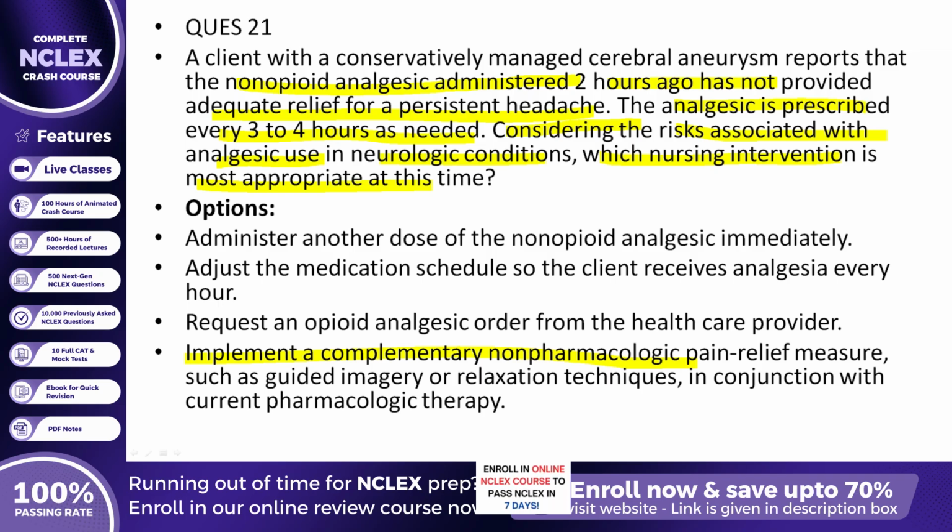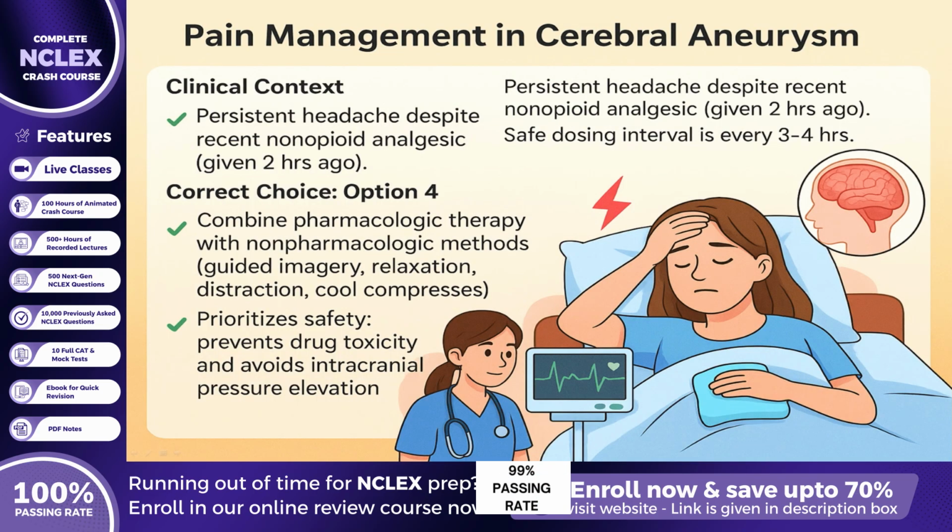This choice is correct because clients with cerebral aneurysms are at risk for increased intracranial pressure and rupture, making safety the highest priority. Non-opioid analgesics are prescribed every 3 to 4 hours for a reason. Dosing too soon increases the chance of drug toxicity, especially with acetaminophen or NSAIDs. Opioids are avoided because they can cloud neurologic assessments by altering pupil reactivity, level of consciousness, and respiratory drive, all of which are essential for early detection of deterioration.